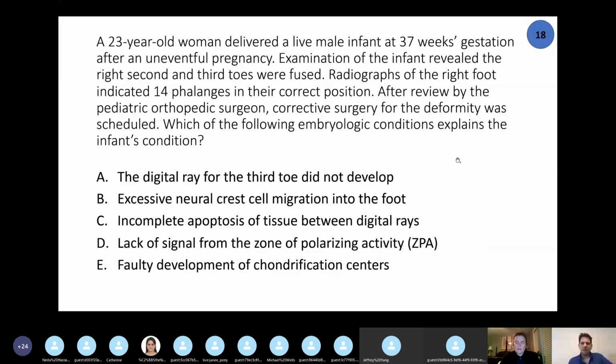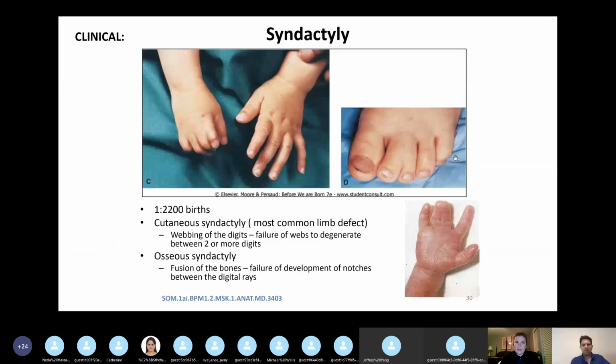They're more focused on what doesn't happen. Right. So in this one, it's exactly the failure of webs to degenerate. That's very commonly how they would ask that question.